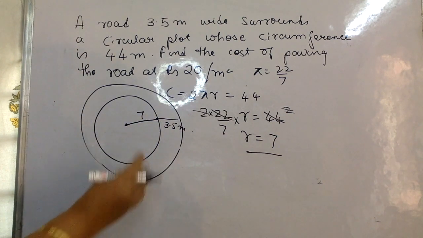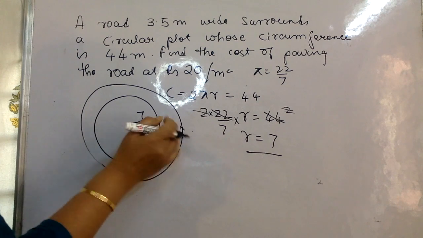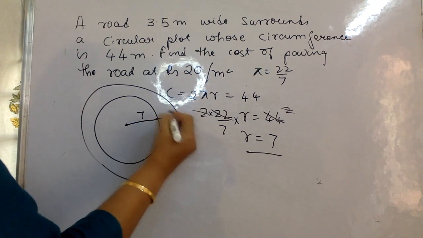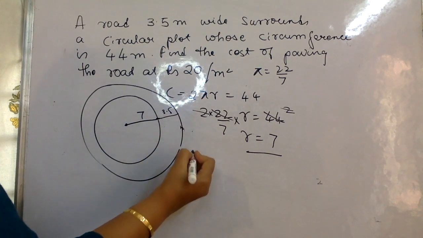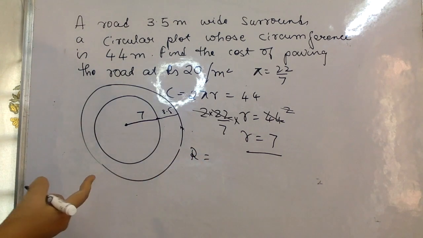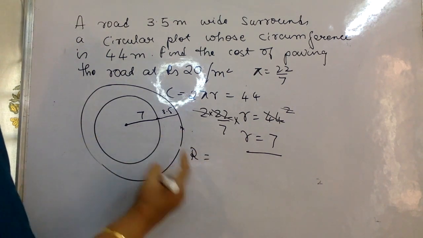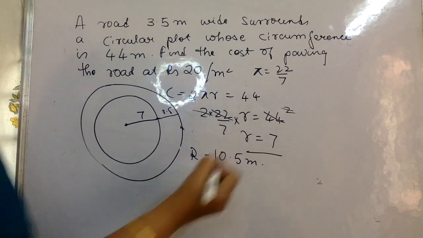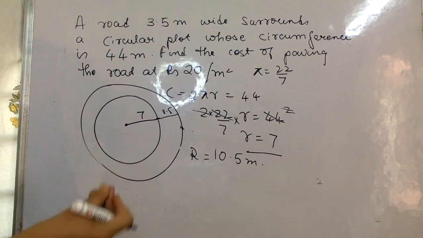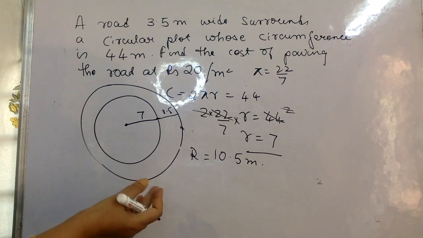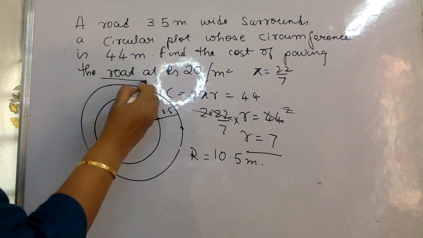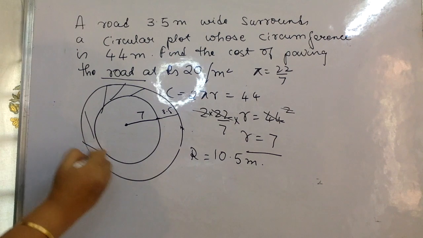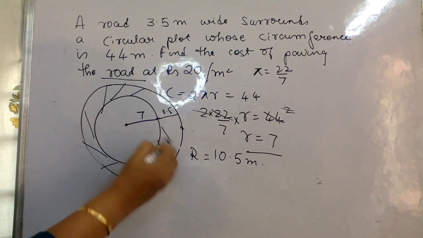If the radius is 7, meaning the inner circle has a radius 7, then the outer radius, let's take it as capital R, is 7 plus 3.5, which is 10.5 meters. Now how to work? They have told the cost of paving the road, meaning we are trying to pave this road, but first we need to find the area of this road.